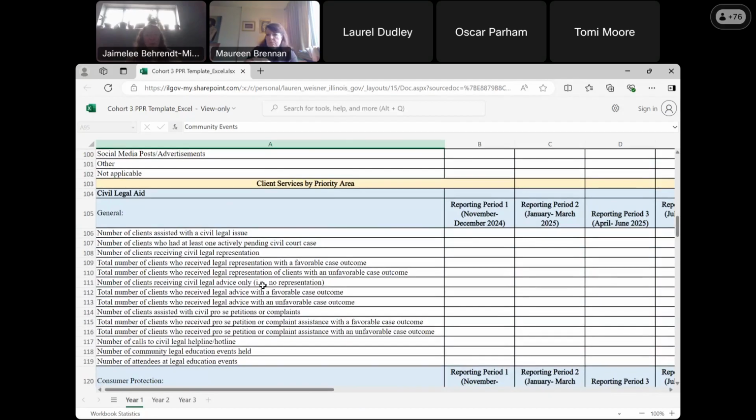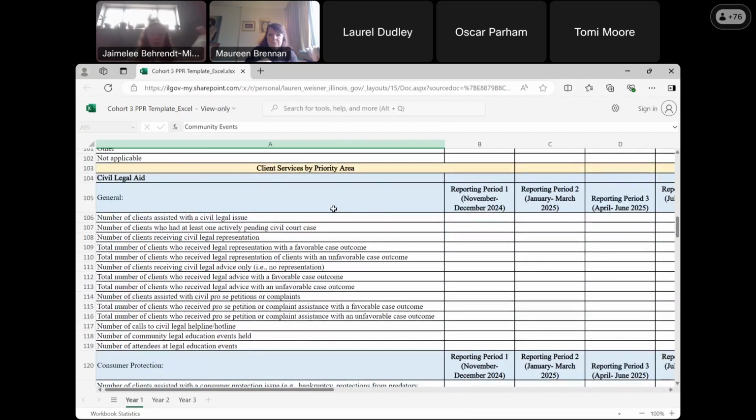So I'm not going to go through every single one of these, right? Because there's a lot of potential measures that we have in here based on the list that we provided in the NOFO. But we do want to understand what you all are doing in these areas. And so again, we want you to pick 3 or 4 of these metrics per category that you're doing. So if you're doing civil legal aid, we want you to pick 3 or 4. If you're also doing youth development and reentry, pick 3 or 4 for each of those.